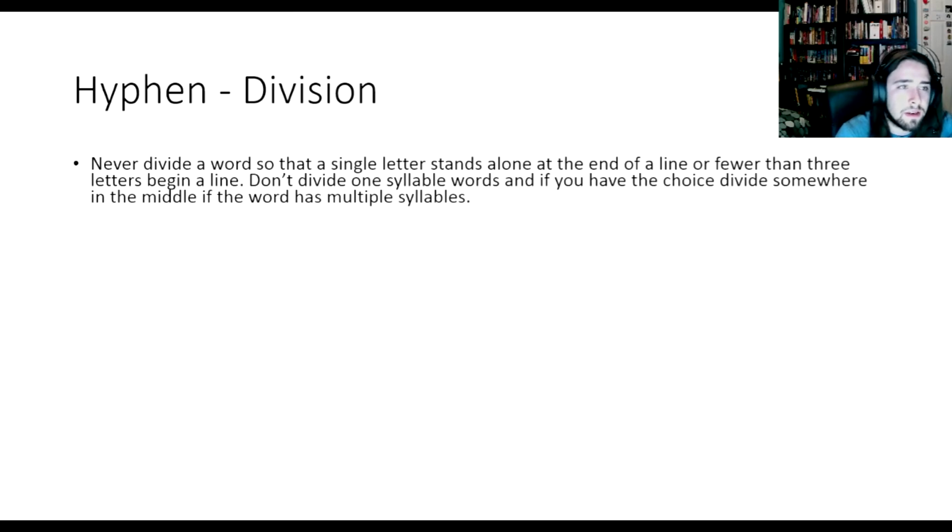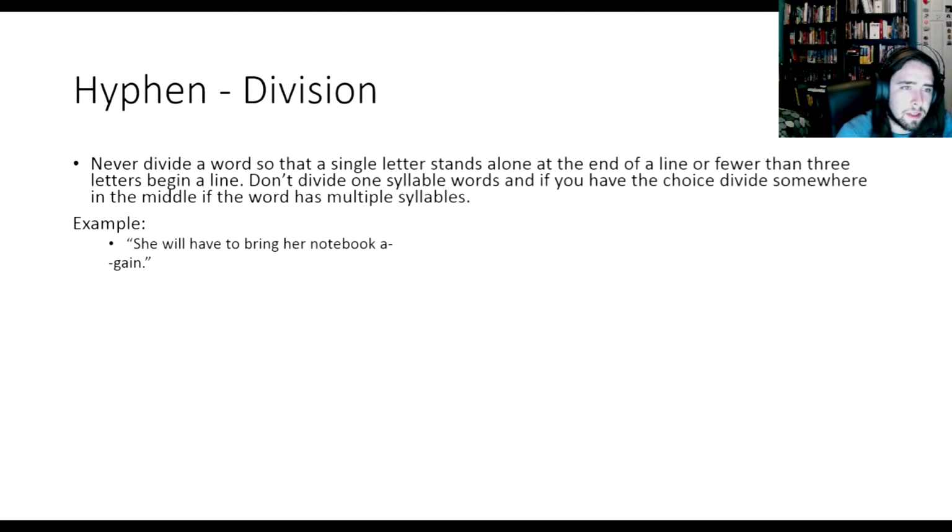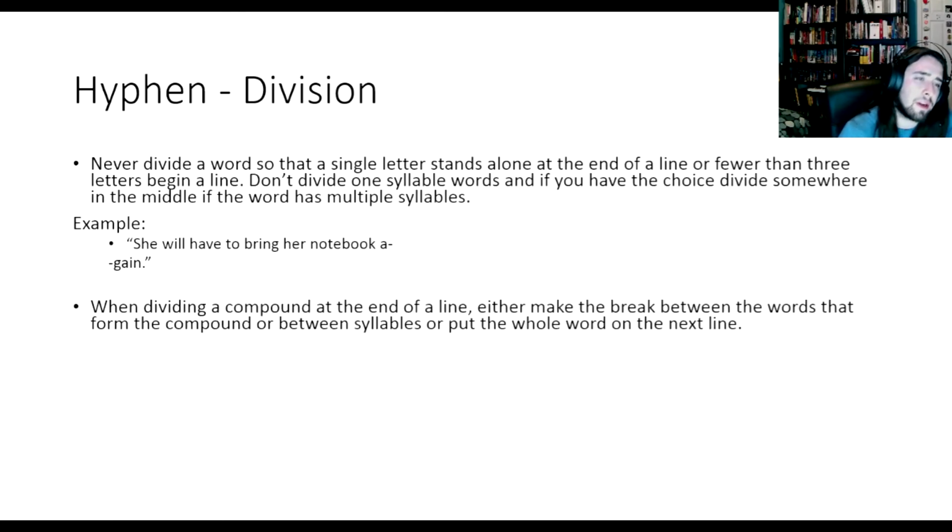And then, once again for division, never divide a word so that a single letter stands alone at the end of a line, or fewer than three letters begin a line. That's a pretty golden rule. Don't divide one-syllable words, and if you have the choice, divide somewhere in the middle if the word has multiple syllables. If it has like three syllables, you can go left or right, go for whichever splits more down the middle. Some would have two letters, some have three letters that break away. So let's go through an example of something that was wrong: "She will have to bring her notebook again?" No. Just break it to the next line.